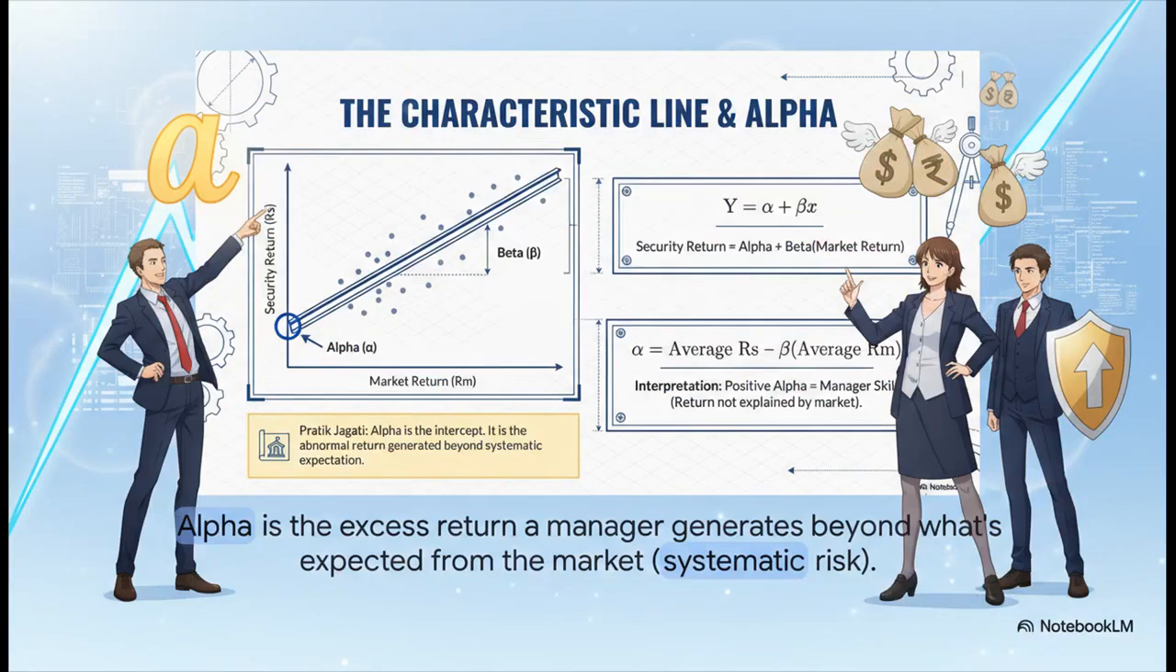Now, if you plot a stock's returns against the market's returns, you get this line called the characteristic line. The steepness, or the slope of that line, that's its beta. But look at where the line starts on the vertical axis. If it starts above 0, that little intercept is called alpha. Alpha is the abnormal return. It's the return that isn't explained by the market. A positive alpha is the holy grail for a portfolio manager. It suggests they've generated returns above and beyond what was expected for the risk they took.